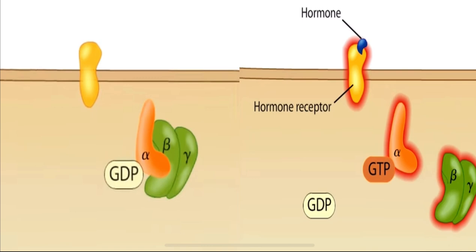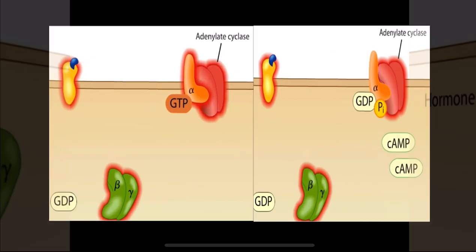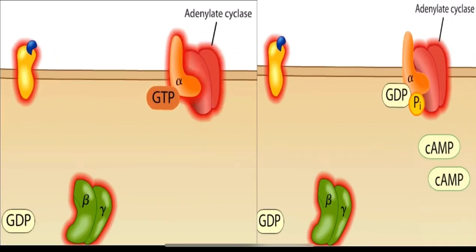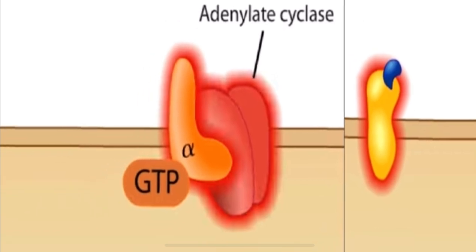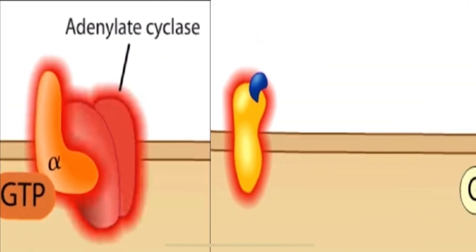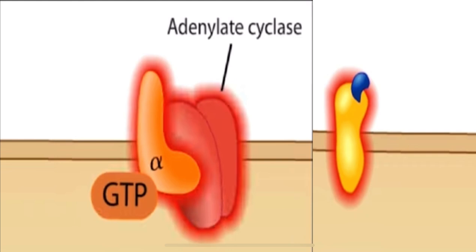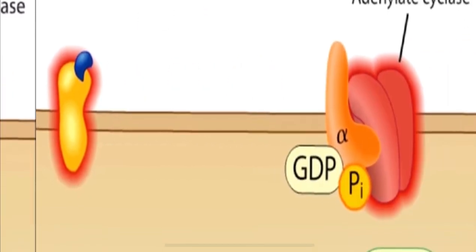The alpha subunit will get separated from the beta and gamma subunits, and now the activated alpha subunit will bind and activate the adenylate cyclase. It got released from the beta and gamma, and now it has been activated. The GDP got converted into GTP, and it is going and binding to the adenylate cyclase. The activated alpha subunit is bound to the adenylate cyclase, and now the adenylate cyclase is activated.